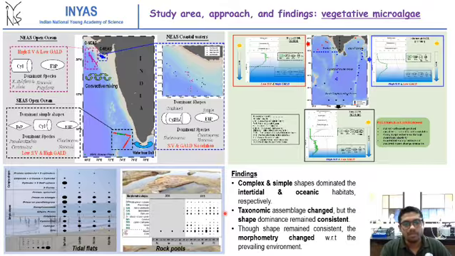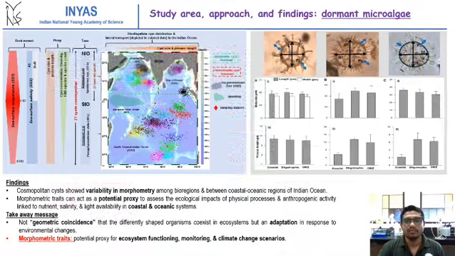Therefore, we measured the morphometry of those shapes, and we found that the morphometry was changing with respect to the prevailing environment. For example, we found that the cells were smaller in the shallow subsurface chlorophyll maximum layer, and they gradually started increasing as we moved down the chlorophyll maximum layer in the oceanic region.